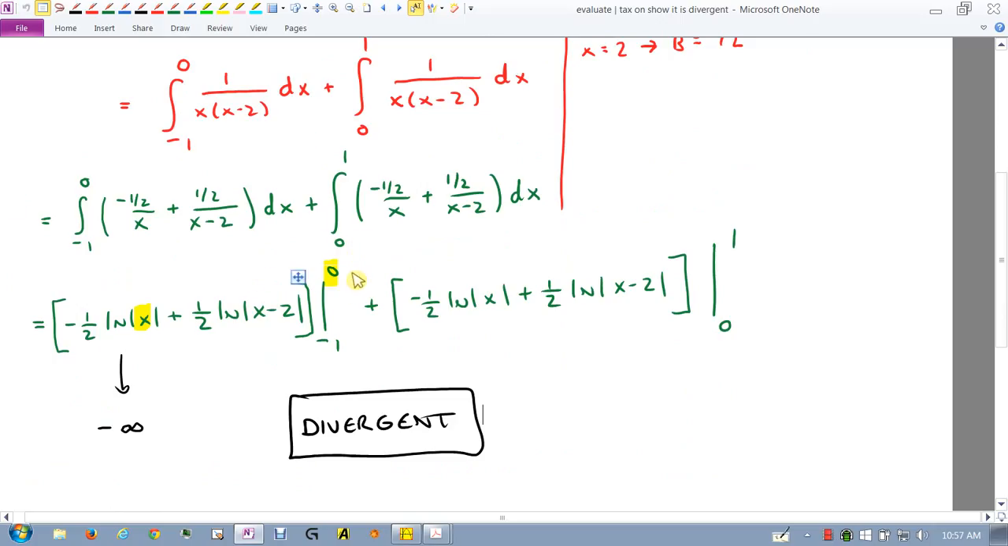When you do this one, on the first integral, when you try and plug 0 in, you get basically -infinity. It's a limit, but I didn't show it. This is going to become -infinity, which means the whole thing diverges. As soon as you get to that, you're done.